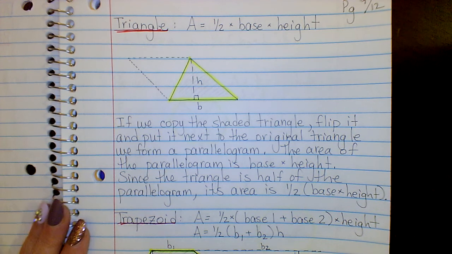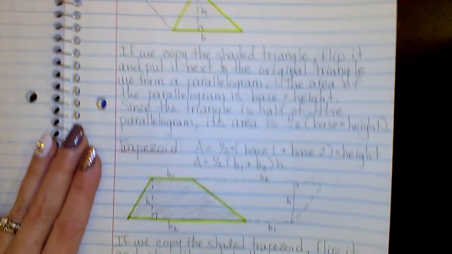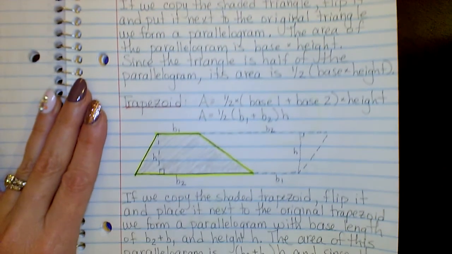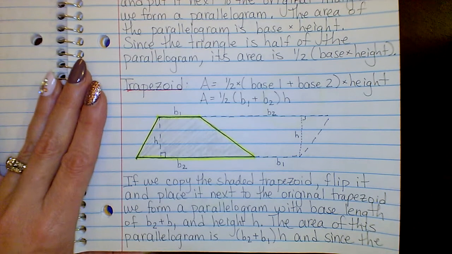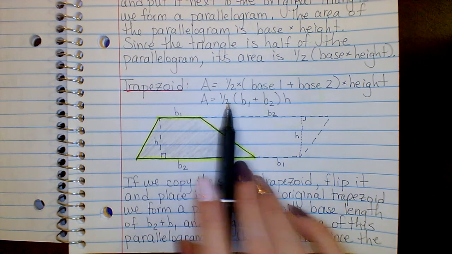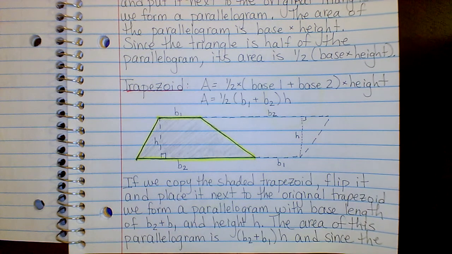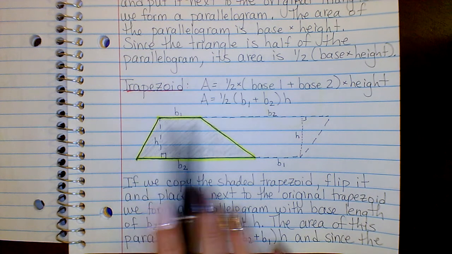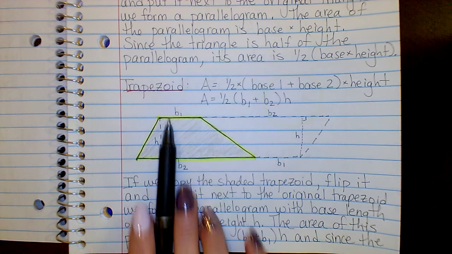Cool, huh? The trapezoid. That one's got a crazy area formula. Okay? It's 1/2 times the sum of the bases times the height. Because in a trapezoid you have an upper base and you have a lower base. And you have this height.